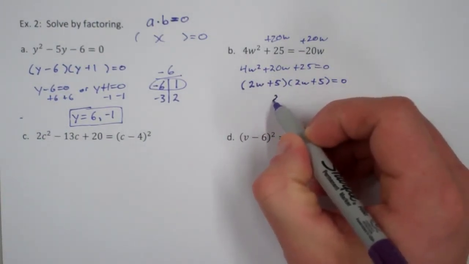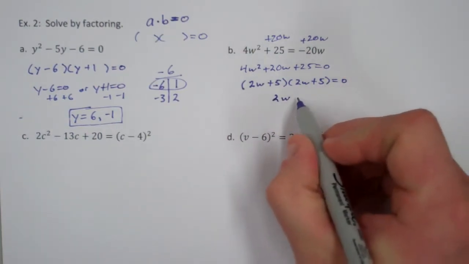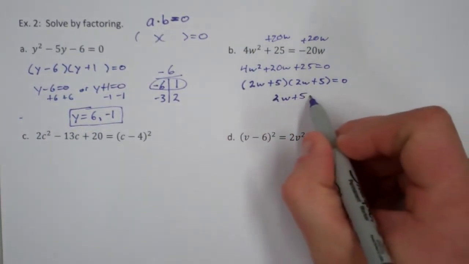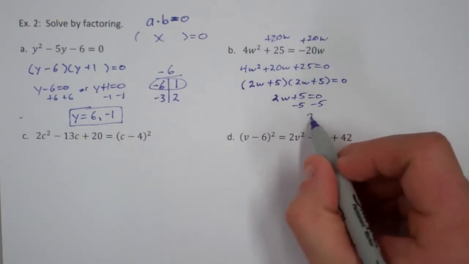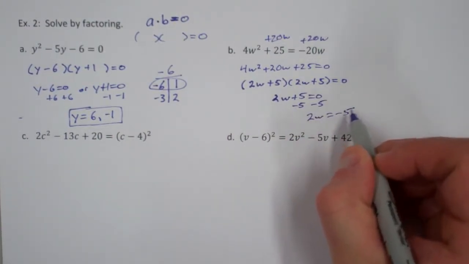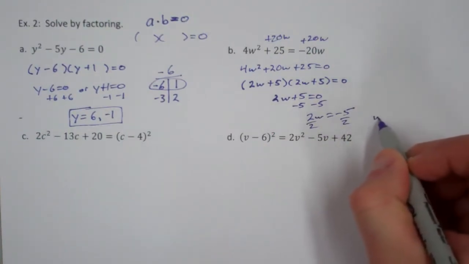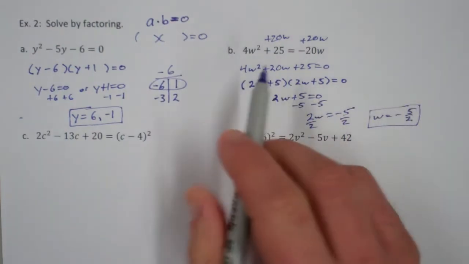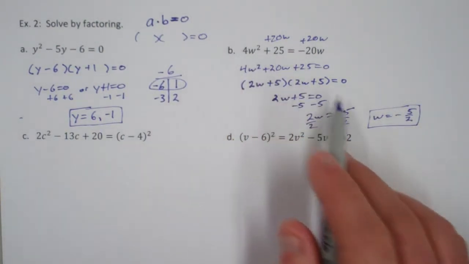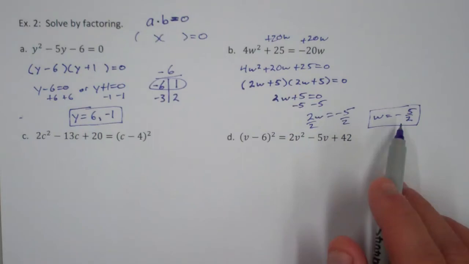So we can set each one of these equal to 0, but we're going to get exactly the same number, so I'm just going to use one of them. So we'll subtract 5 from each side. 2w is equal to -5. We'll divide by 2, and w is equal to -5 over 2. Notice how even in some quadratics you could have only one solution. That's okay. You just can't have more than 2.